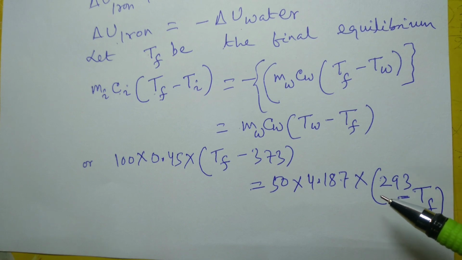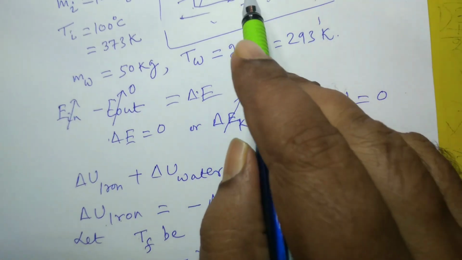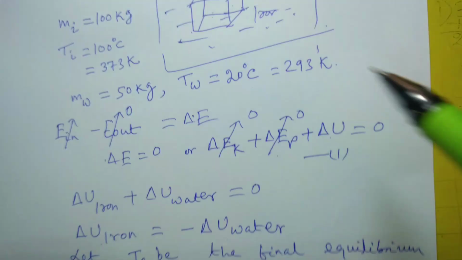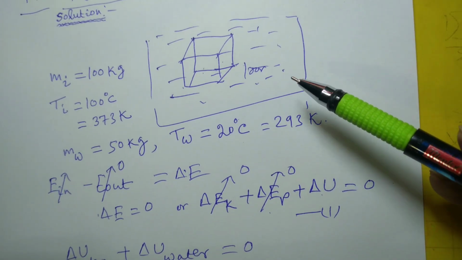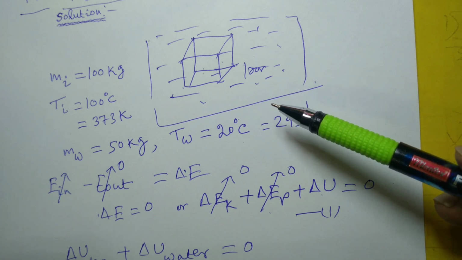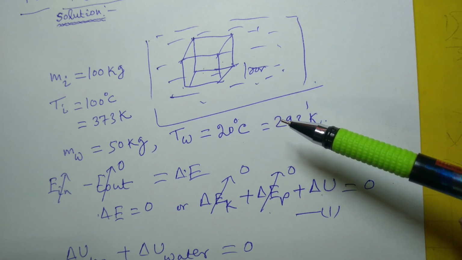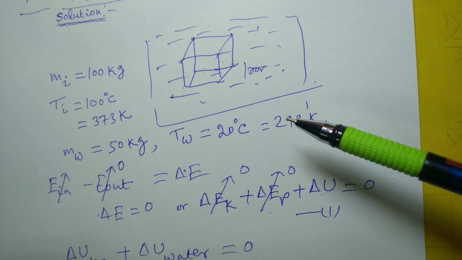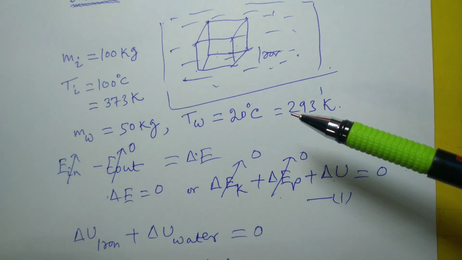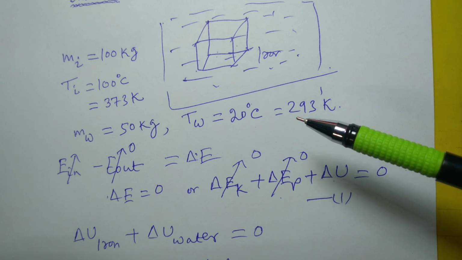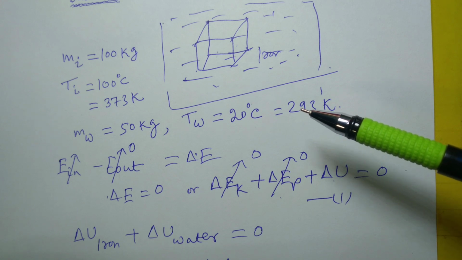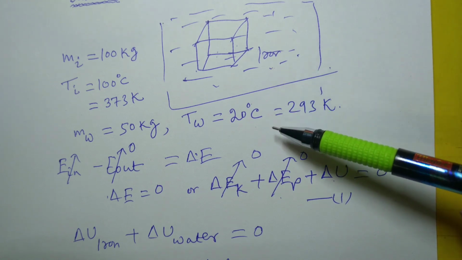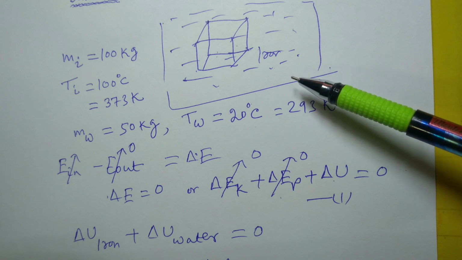This is one method. Another method is just applying the principle that heat will be lost by the iron block, whose temperature is 100 degrees Celsius, and gained by water, whose temperature is 20 degrees Celsius. So the final equilibrium temperature will lie between these two temperatures: it will be less than 100 degrees Celsius and greater than 20 degrees Celsius. And we have to apply the principle that heat lost by the iron block is equal to heat gained by water.